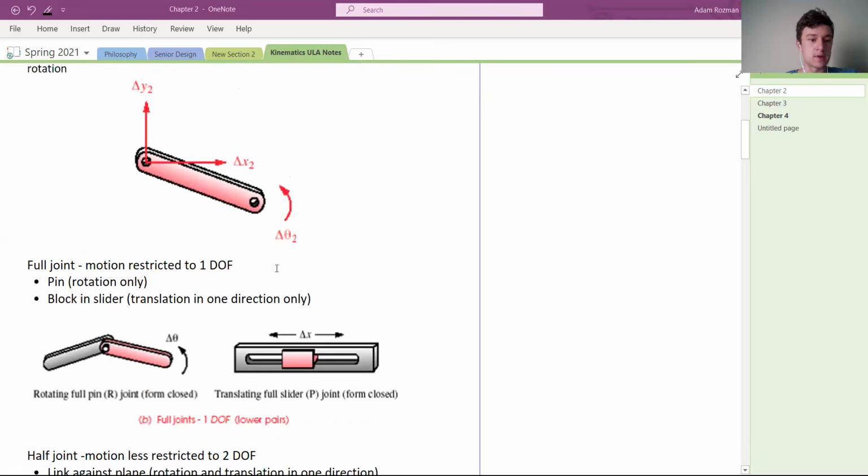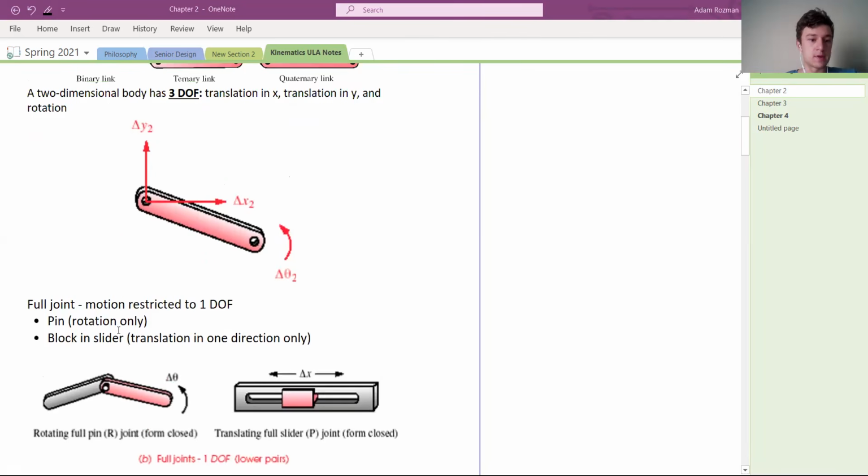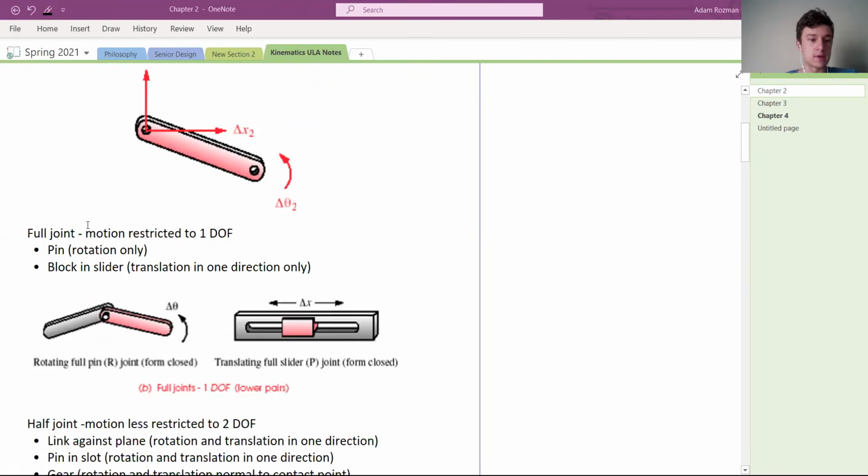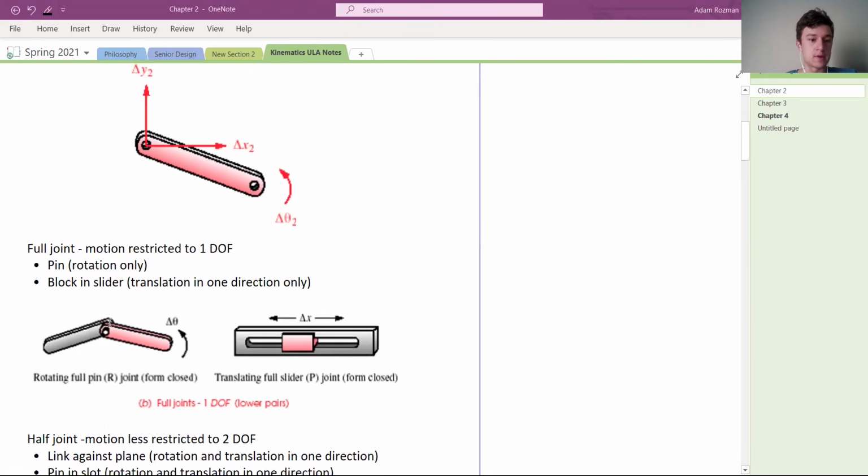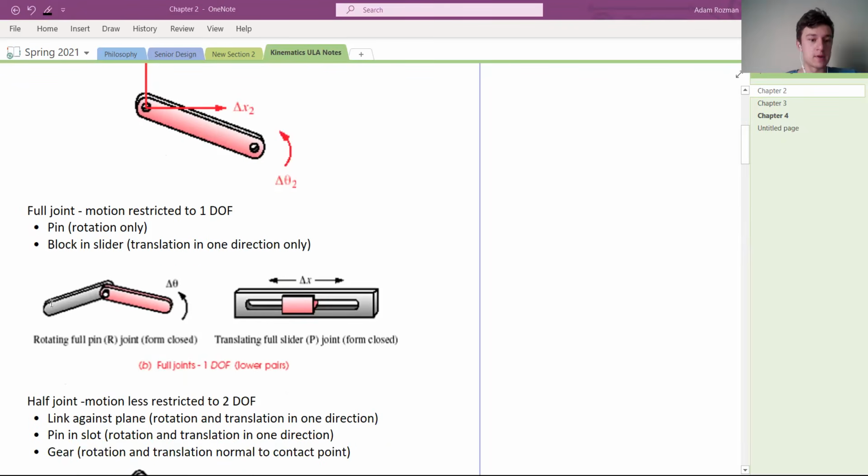So the way you restrict the degrees of freedom, one is a full joint, where you take away 2 degrees of freedom, so there's only 1 degree of freedom left. So whenever you look at a joint, you want to imagine one as being fixed, and then look at how the second one can transfer. So with a pin connection, if you fix the gray, the red can only rotate. Or with the slider, if you fix the gray, the red can only translate side to side.